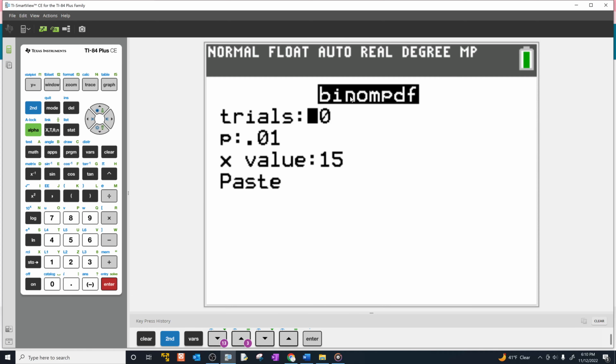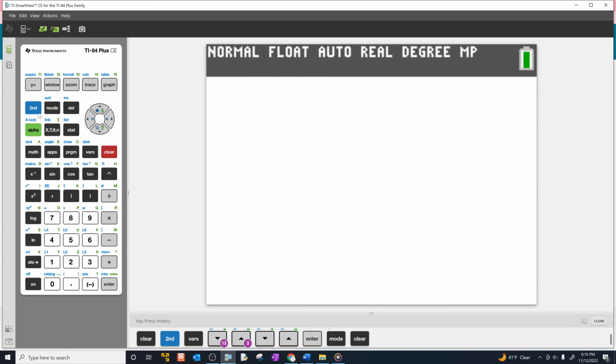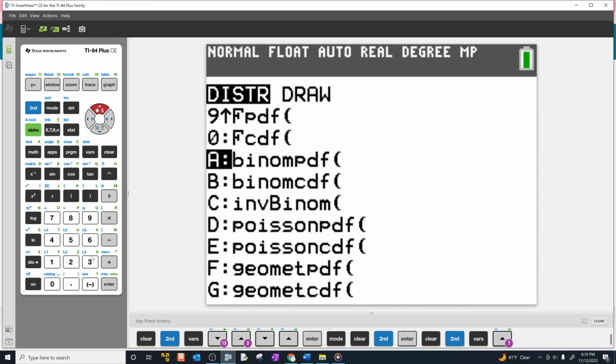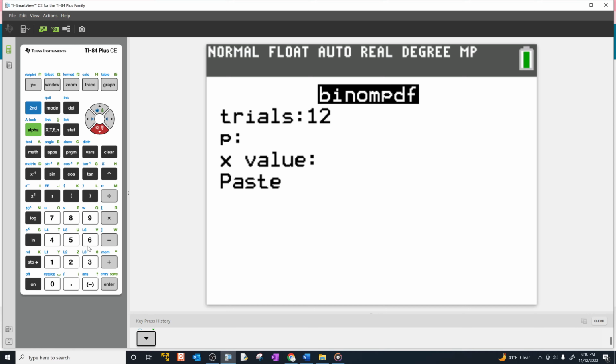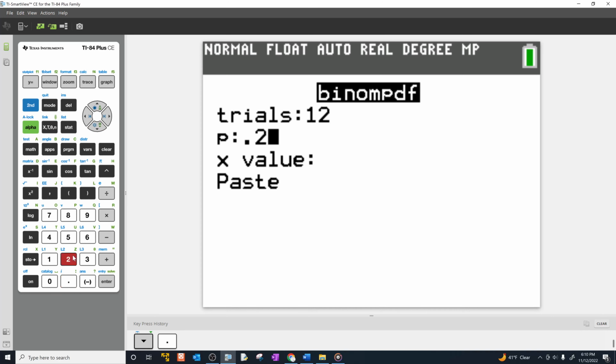Hit enter. Because I have Stat Wizard on under my mode, it prompts me to enter in the values. So the trials are 12, our probability was a little bit more than 25%, it's actually 0.267, and our X value is exactly 5. And let's paste that onto the home screen.